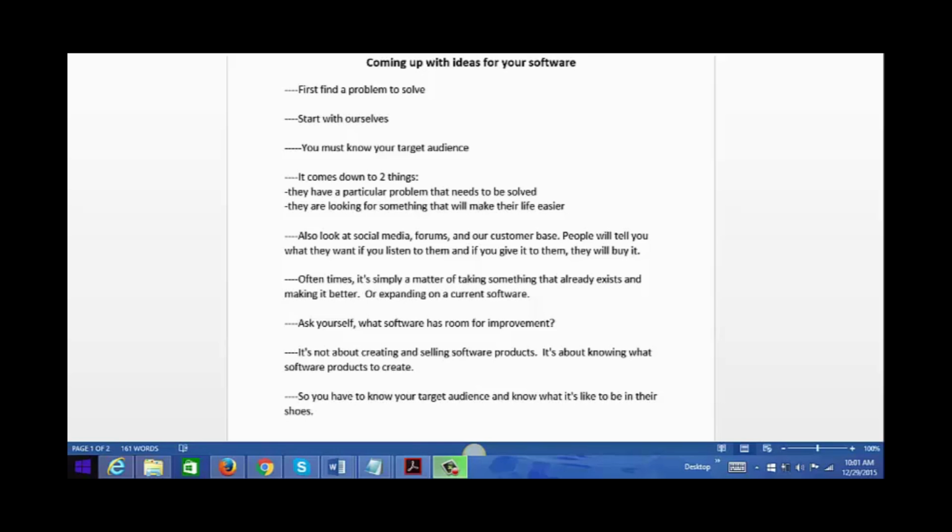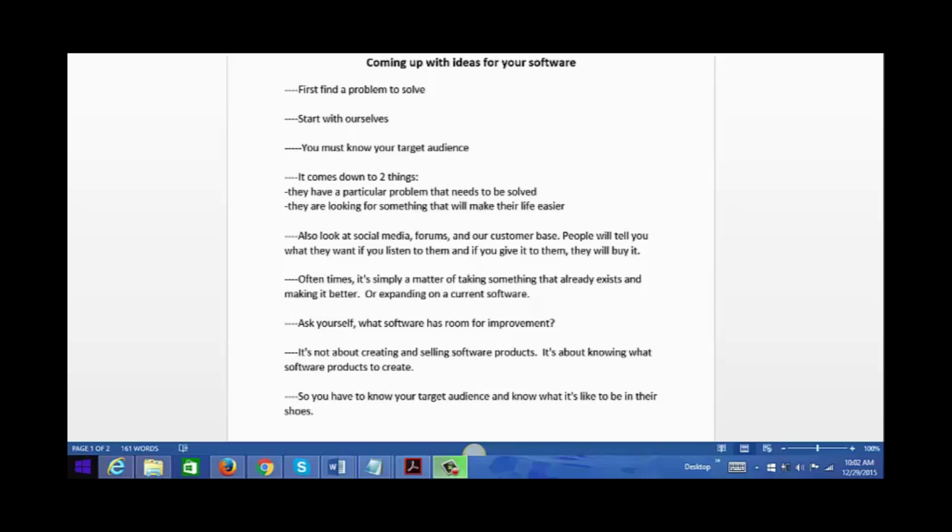So basically, it comes down to two things. One, consumers have a particular problem that needs to be solved, and two, they are looking for something that will make their life easier. You can also look at social media, forums, and your customer base to get an idea of what types of problems your customers or potential customers have and what they're willing to pay for.